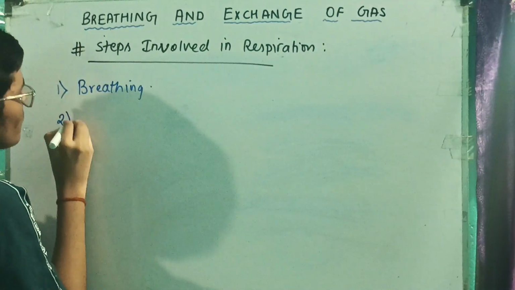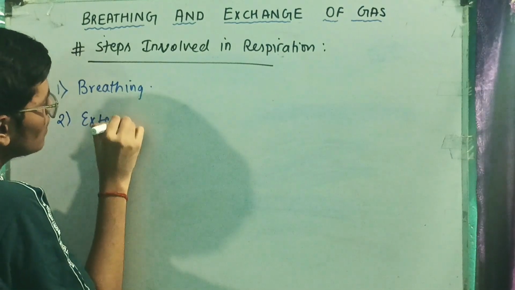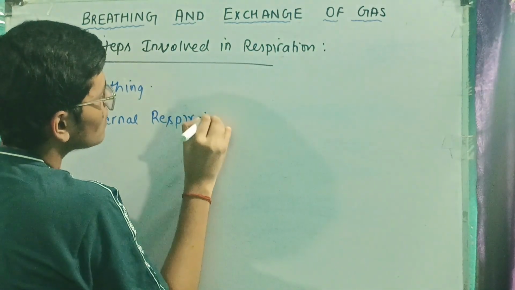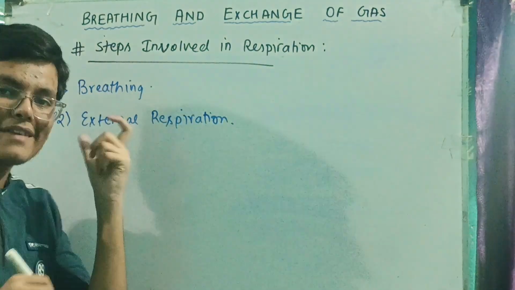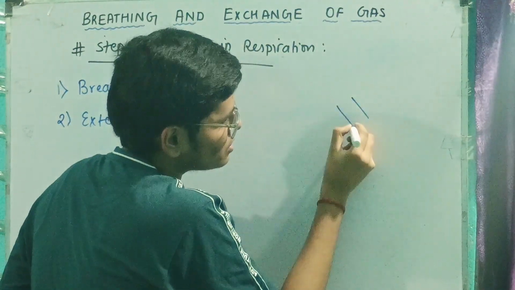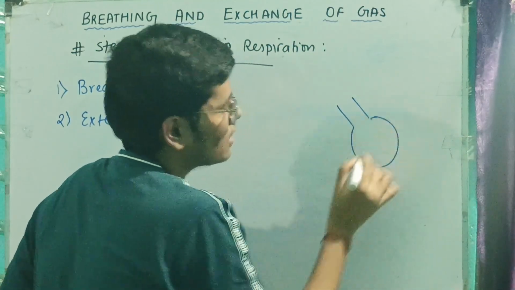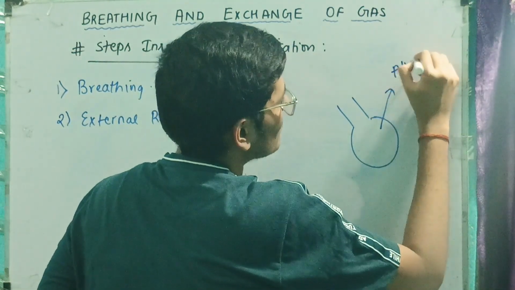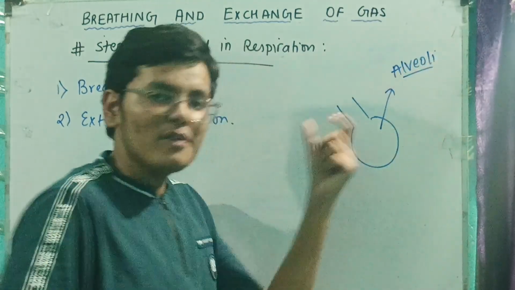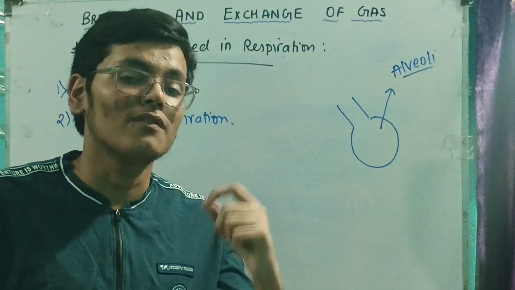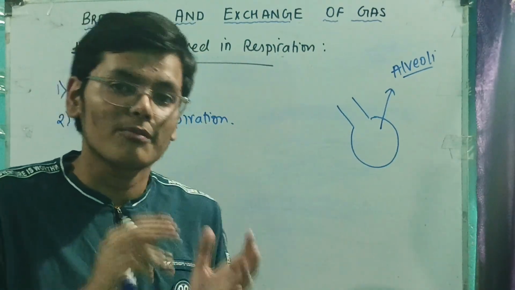Second, we have external respiration. Now what is the meaning of external respiration? Let us draw one structure like this. This is called an alveoli. Alveoli are the simple, small structural and functional units of the lungs which help in the process of breathing.